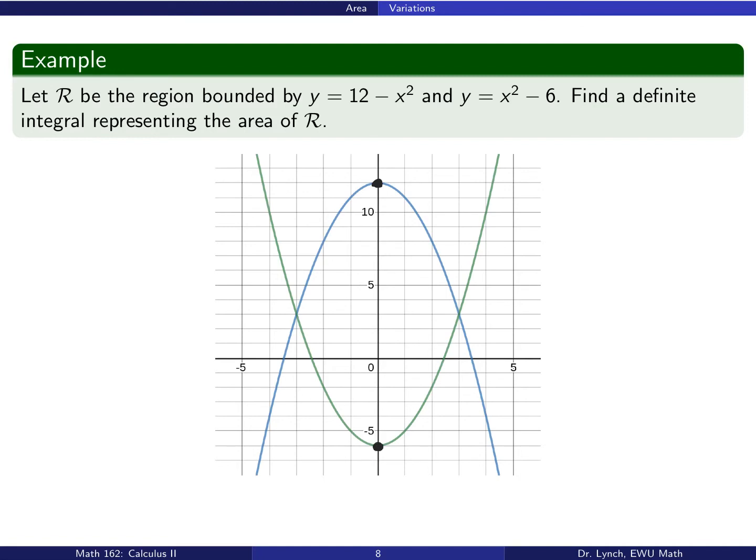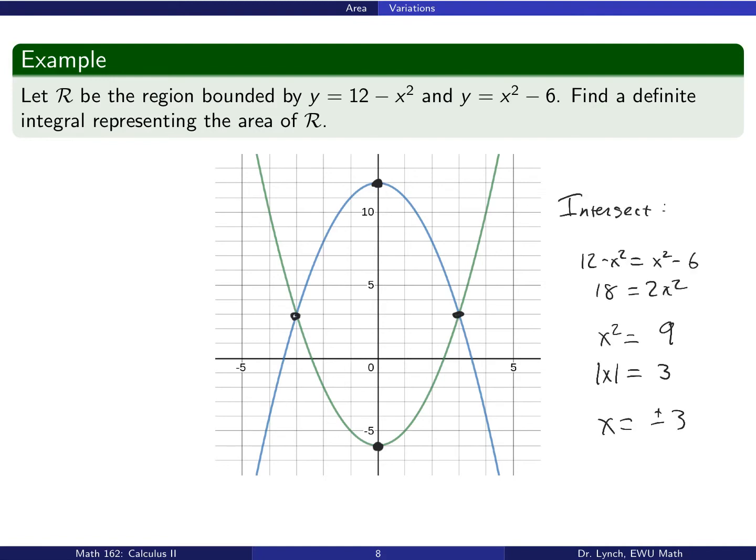Now, of course, we'll need to find the intersection of these points, which you can sort of eyeball from the graph, but in general, you might not know that. So we'll go ahead and do that by just solving a quick algebraic equation where the graphs intersect. So those points of intersection are where 12 minus x squared is equal to x squared minus 6. Just solve algebraically for x equals 3 or minus 3.